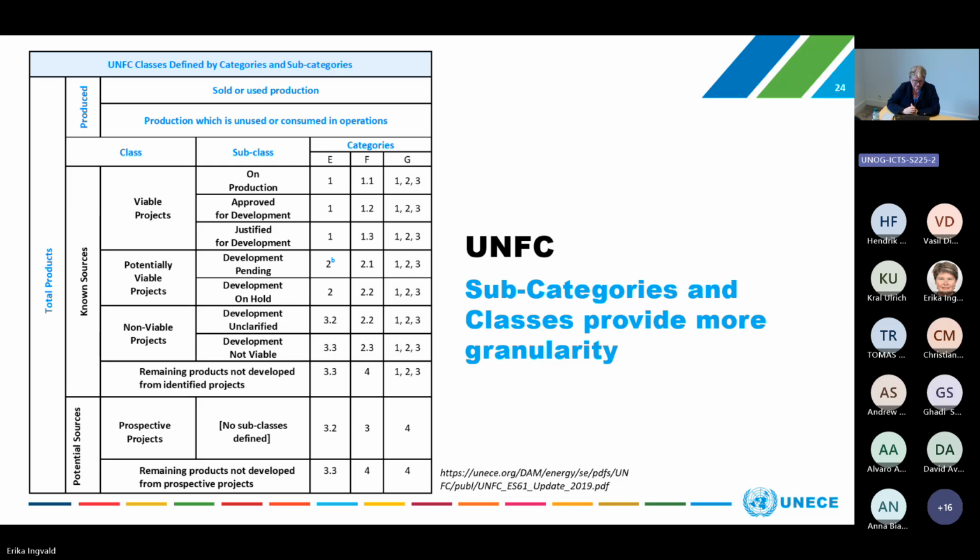And the subcategories that are in the cube, they can also be shown like this in a table. For the viable projects, you would have an E1. You could have any kind of F1, and you could have any kind of G. And for the potentially viable, you would have a little bit more variability, especially on the F-axis.